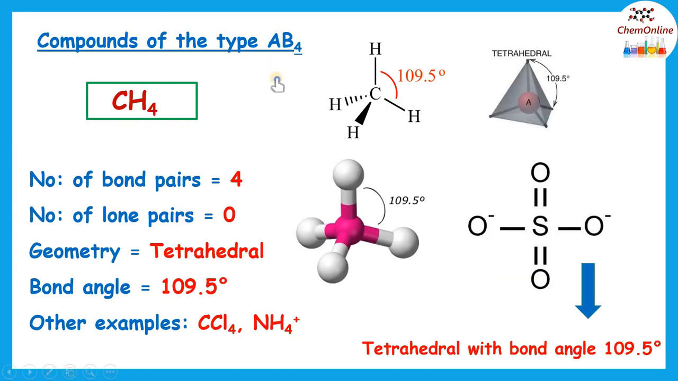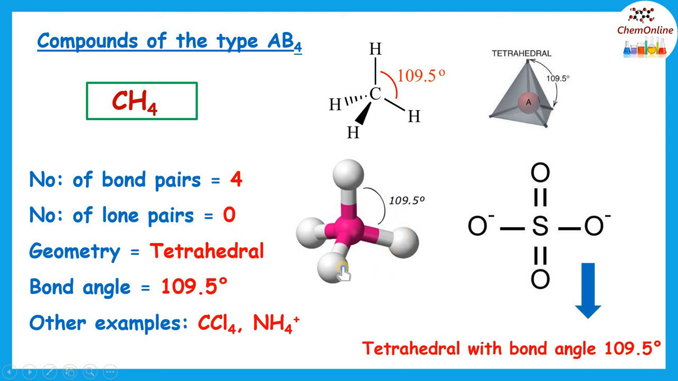Next is the compounds of the type AB4. For example, CH4, methane. We know that carbon has 4 valence electrons, which forms 4 bonds with the 4 hydrogen atoms. So the number of bond pairs is equal to 4. There are no lone pairs.